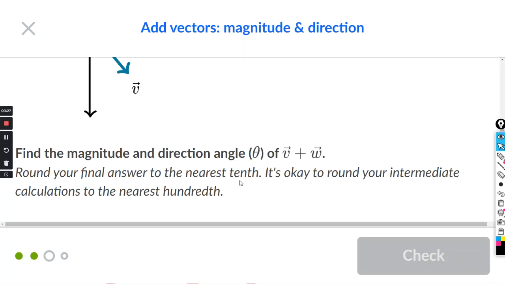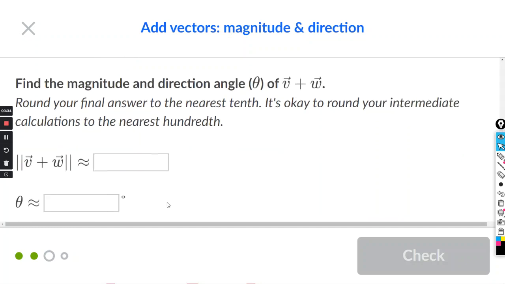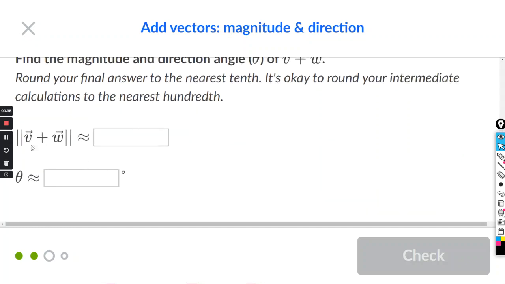Okay, the final answer is rounded to the nearest tenth. Intermediate calculations to the nearest hundredth is okay. And this would be the sum of the magnitudes, and this would be the angle. So there's a few steps here.